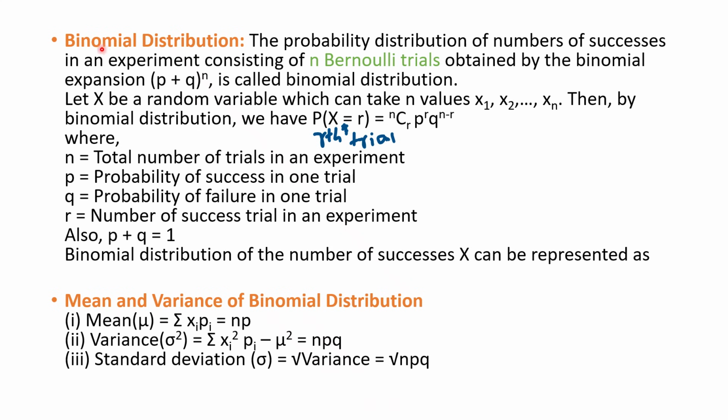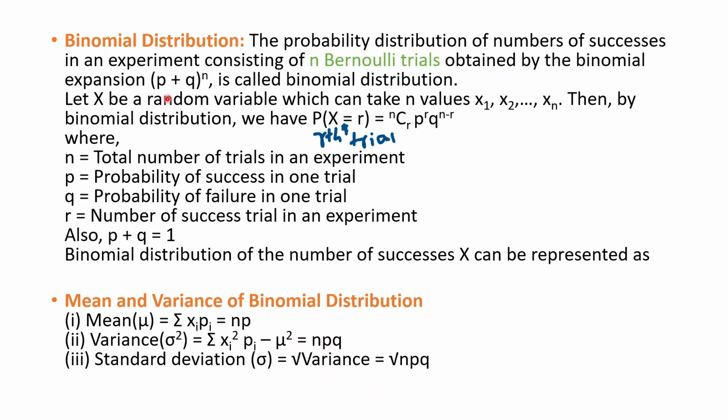Now come to the binomial distribution. The probability distribution of the number of successes in an experiment consisting of n Bernoulli trials is obtained by the binomial expansion of (p plus q) power n. P and q are what? P is the success probability and q is the failure probability, and n trials are there.